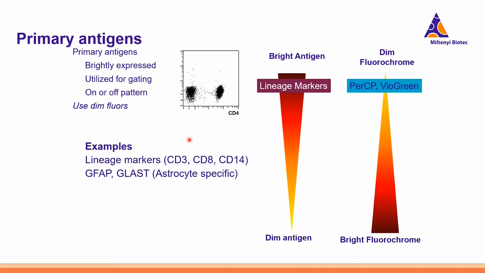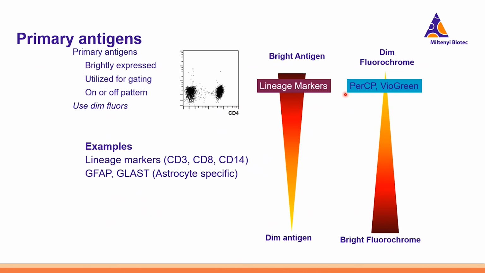Some examples of different primary antigens are CD4 as visualized here. We have CD3, CD8, GLAST for an astrocyte marker. Since the cell has so many markers and it's very brightly expressed, I can use some of those dim fluorochromes. I can balance that out.